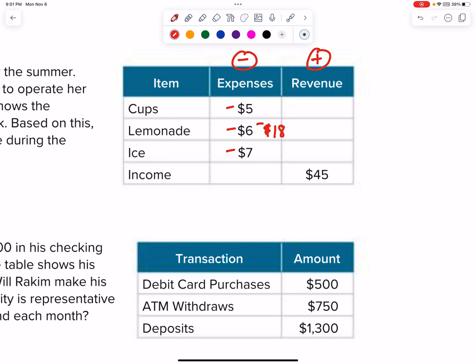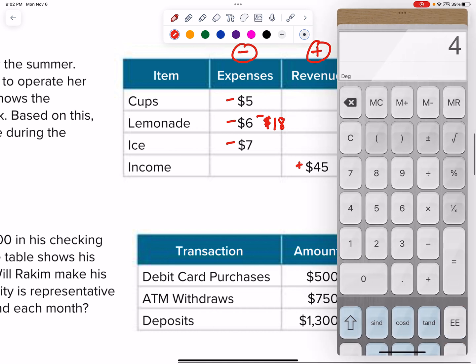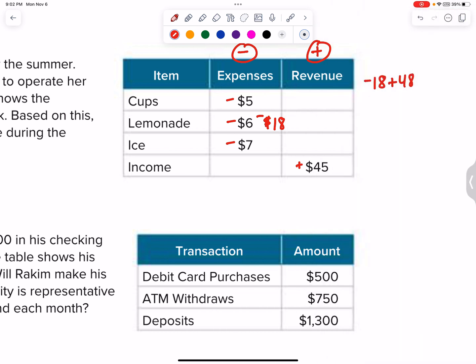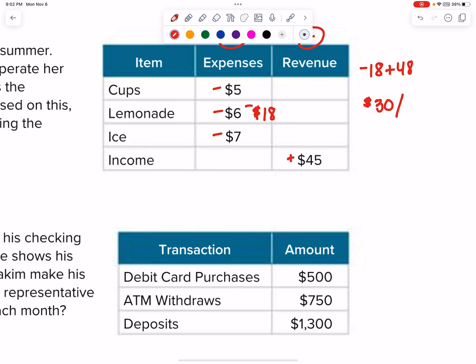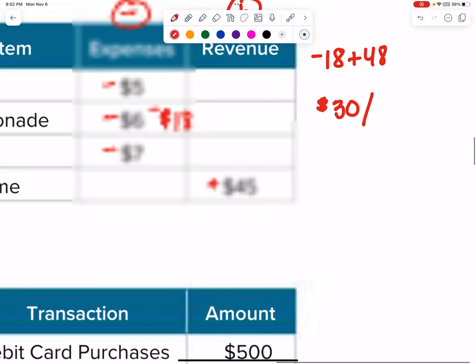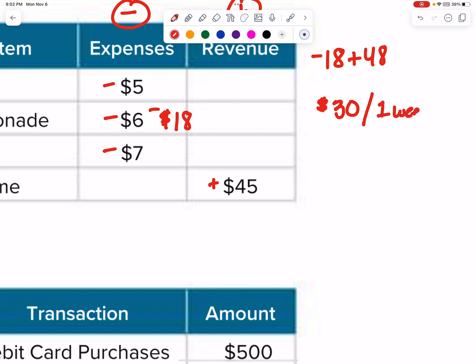Okay, and then the positive 45. So if I join those together and add them, I have negative 18 plus 45. Same signs, add and keep, different signs subtract. 45 minus 18 is, keep the sign of the bigger number. All right, so revenue of $30. Okay. This, though, is what, per 1 week. So per 1 week, there's my unit rate.